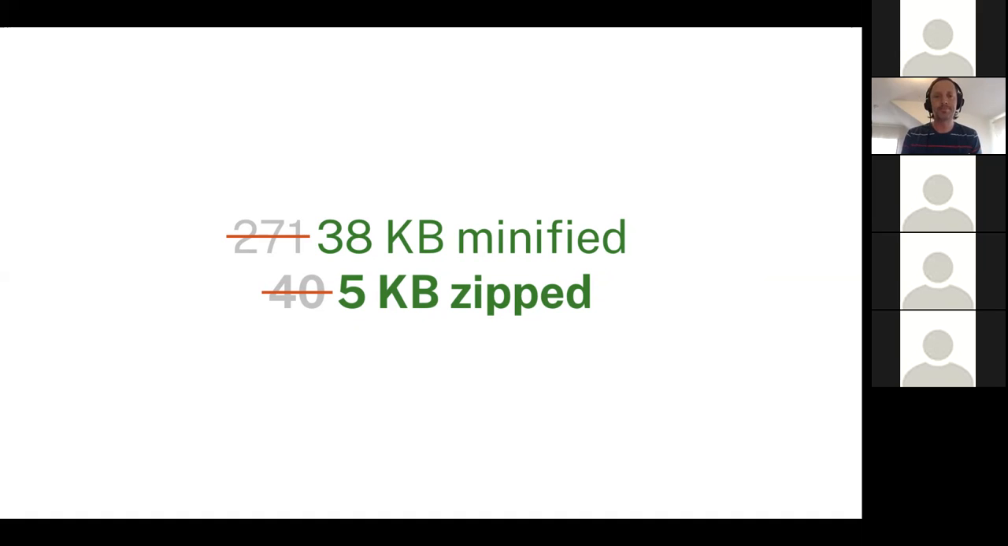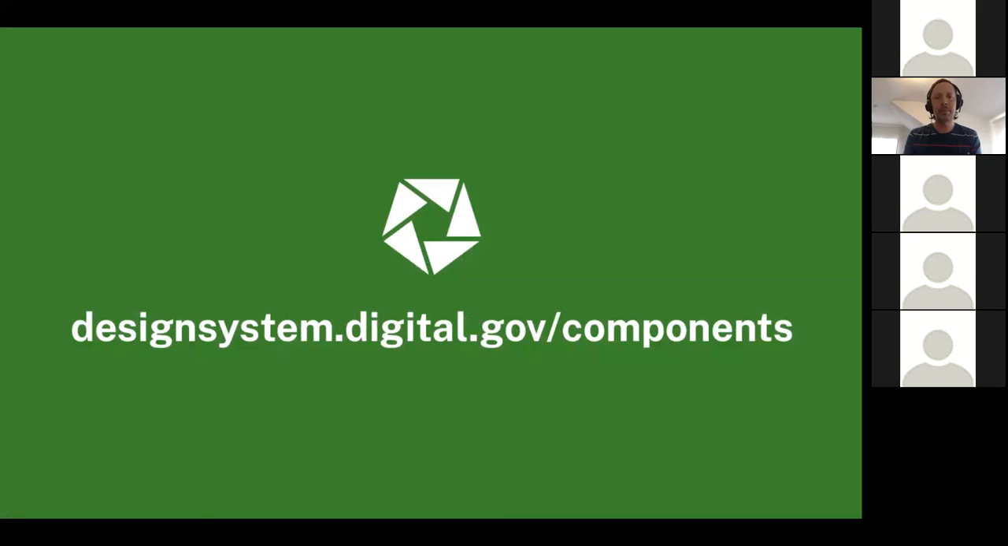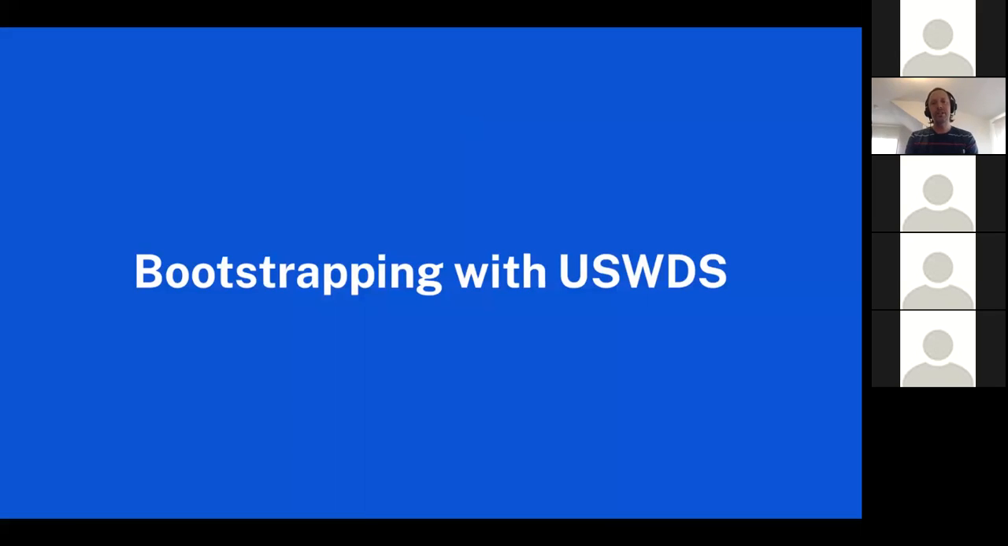depending on the needs of your project. Every component that we have in the design system now has a package that you can access through Sass imports. And all of these packages and all of their various requirements and how to use them are documented at designsystem.digital.gov/components. And we're going to get into that a little bit as we get into the next part of what we're talking about here, which is bootstrapping with USWDS, or how do you begin to add the design system to a project and begin to work with it?